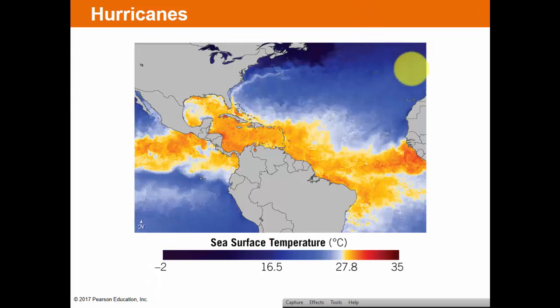So here are your sea surface temperatures, and again, that 27.8 is kind of the threshold. That's in Celsius, and this is the area where you're typically going to see tropical storm, tropical depression, or hurricane formation. And that's essentially for the Atlantic basin, exactly where we see it.